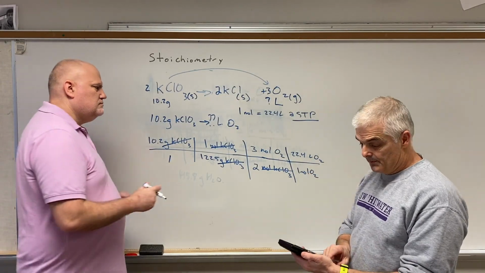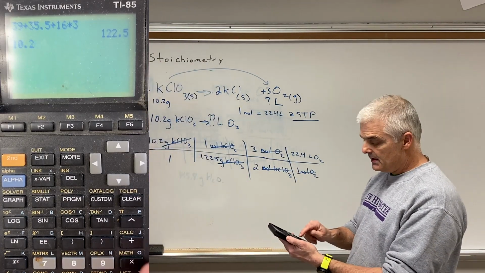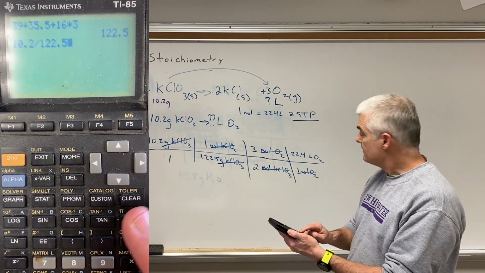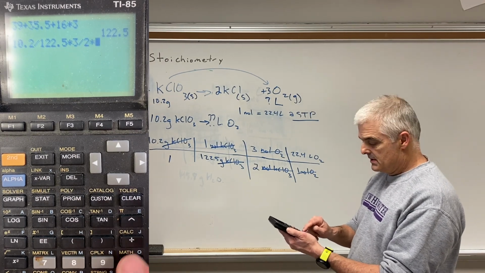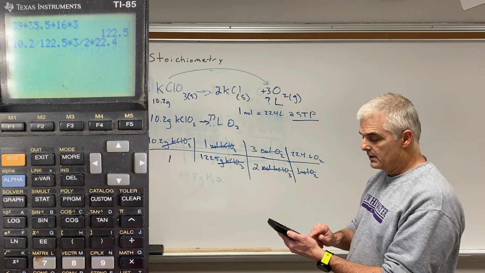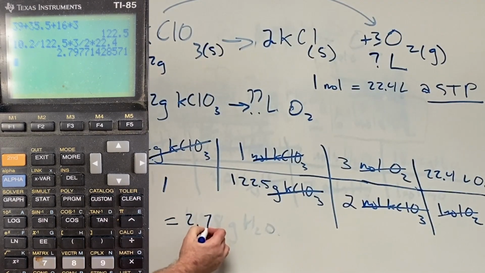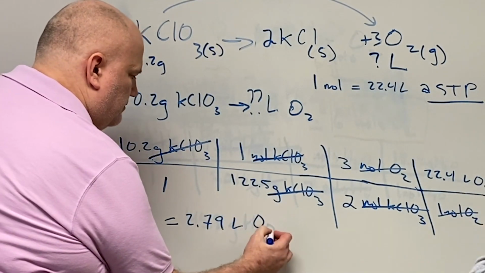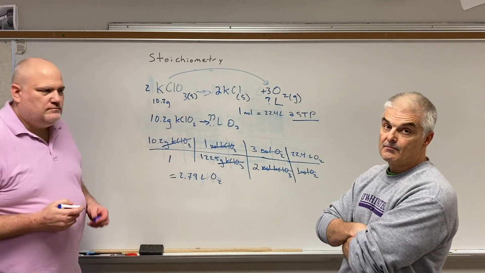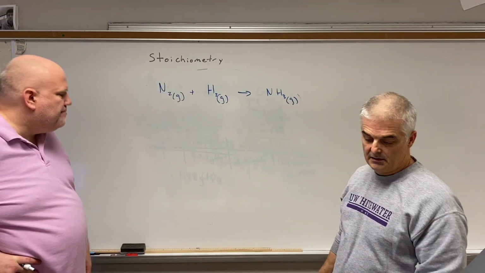And we can cancel, and on my calculator, this is what I'm going to type in: 10.2 divided by 122.5, times 3 divided by 2, times 22.4. I get a grand total of 2.79, and that will be liters of oxygen. And that's the answer. We're going to do one more example, and then we'll let you work on your own.